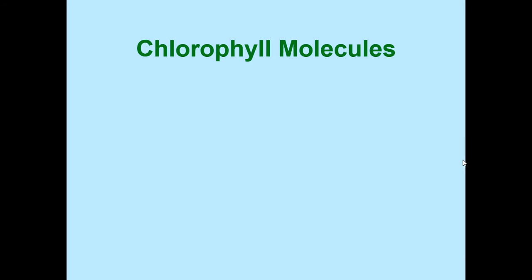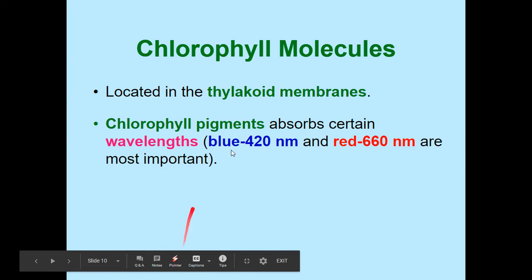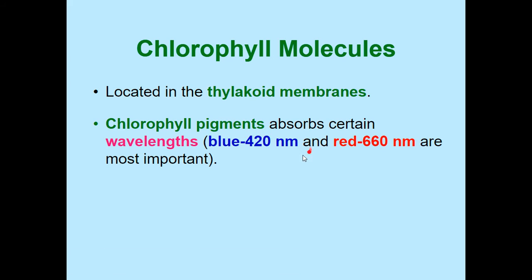So the thing that is responsible for making it green is actually called a chlorophyll molecule. This is located in the thylakoid membranes. So if you remember, it's in the outer part of each disc. Okay, chlorophyll pigment absorbs certain wavelengths, which specifically are blue and red. And you see those weird numbers afterwards. These weird numbers indicate the size of the wavelength that is absorbed.